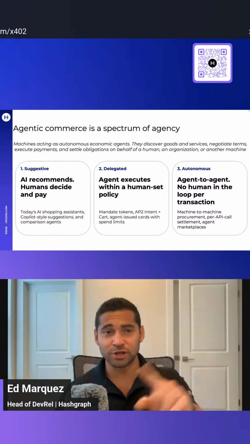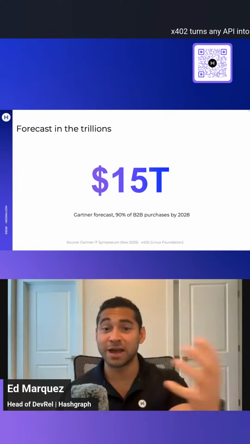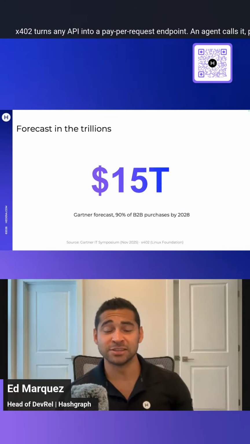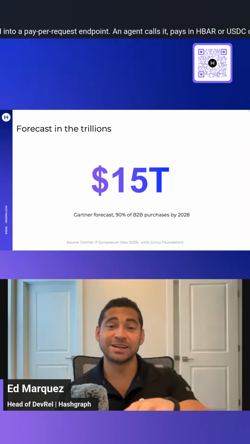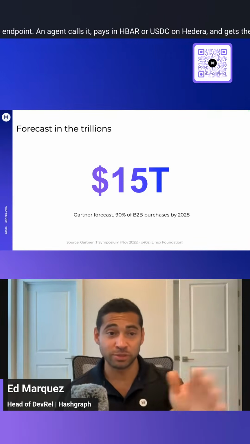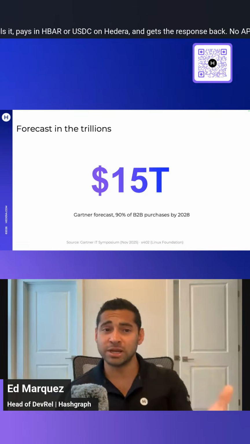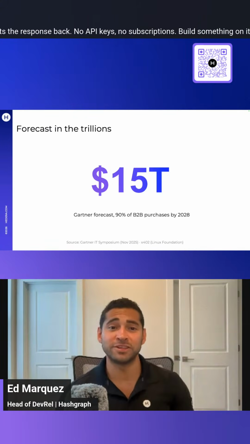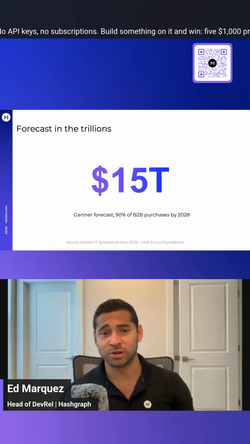Now, it's not just me saying that, right? We also have analysts like Gartner and folks like the Linux Foundation seeing this. And in fact, Gartner thinks that 90% of business-to-business or B2B purchases are going to be intermediated by agents. And so that's an opportunity of over $15 trillion by 2028.